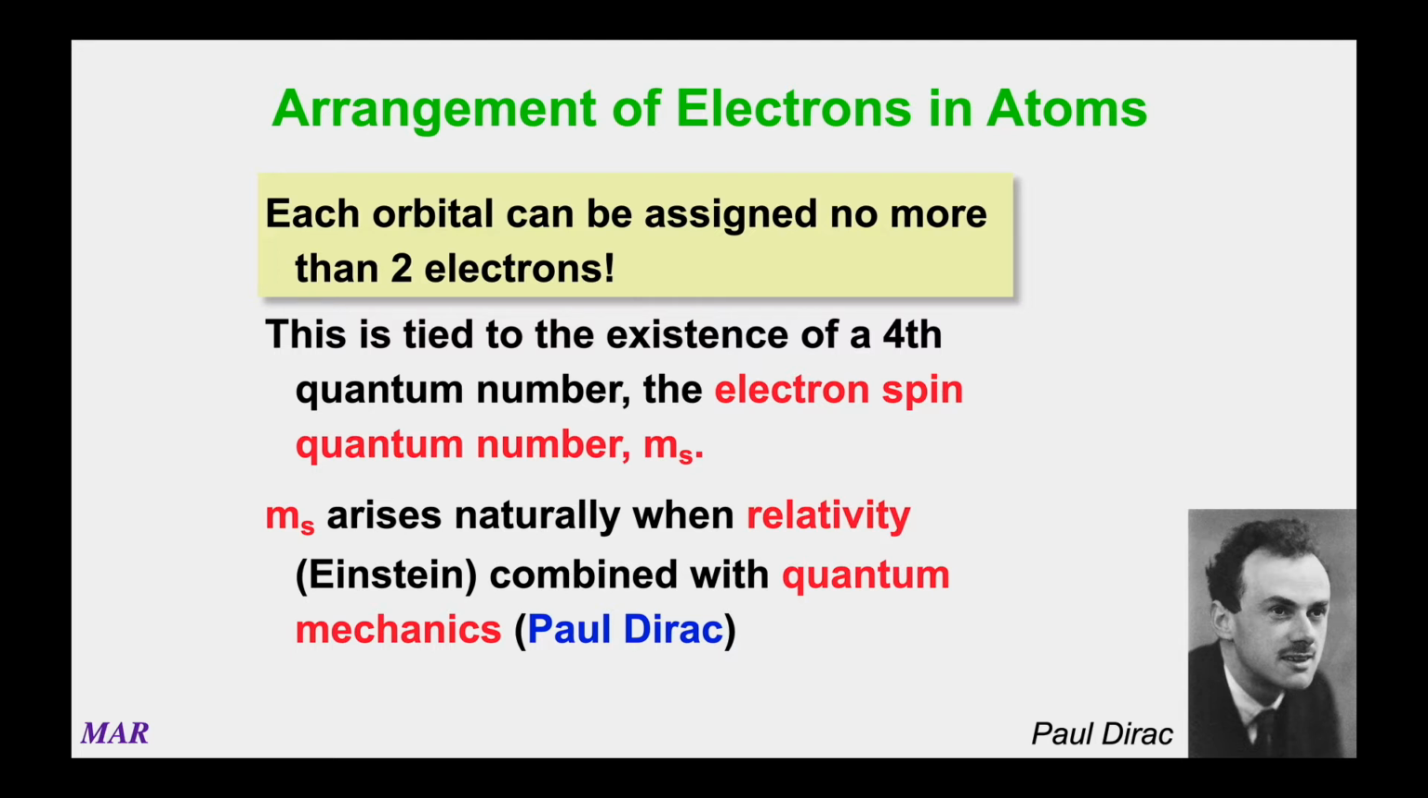Now, m sub s didn't come out of the initial math on these things, believe it or not. m sub s wasn't seen. However, Paul Dirac, the guy in the right corner there, combined relativity, which was Einstein's thing, with quantum mechanics. And when he did that, the m sub s term came out naturally. Woohoo! So score for Dirac. But anyway, m sub s was kind of the 4th quantum number to appear. It didn't initially pop in, but once it did, there are some really cool uses for it.